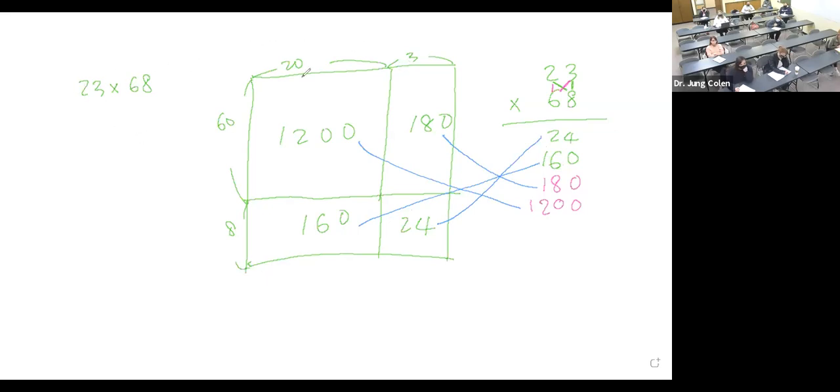23 as 20 and 3, 68 as 60 and 8. So the partial sum of each of these digits multiplied together should be the same as the area model. Okay, so they can use the rectangular area instead of this. But then you can connect that with partial sums so they can understand why they get the numbers here.